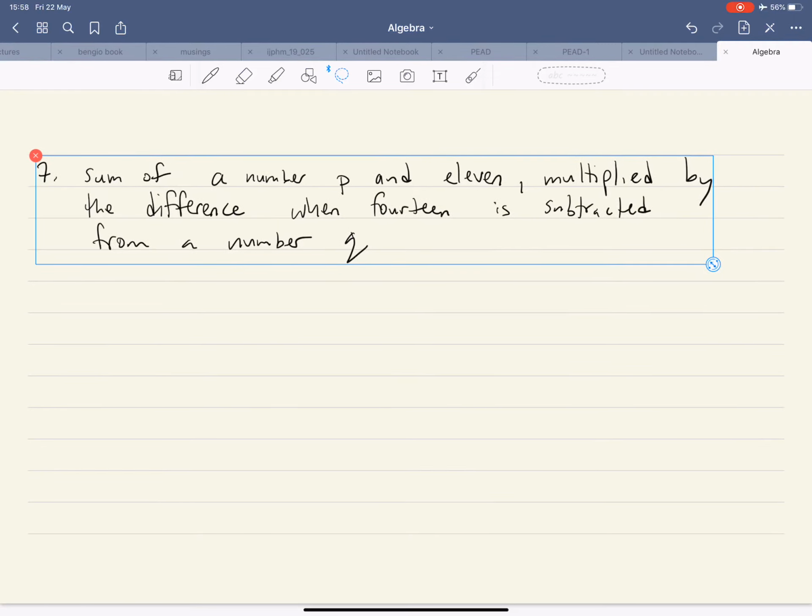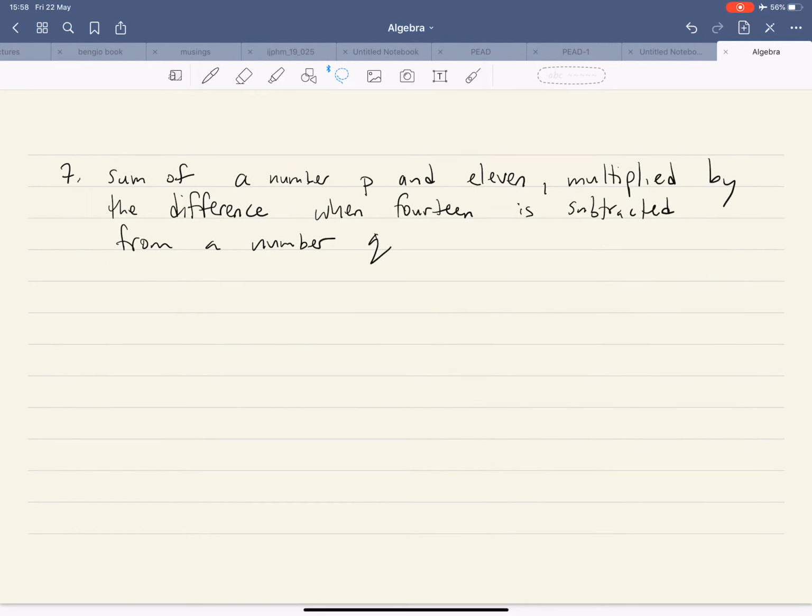Okay, that seems to have worked. So our phrase is the sum of a number p and 11 multiplied by the difference when 14 is subtracted from a number q. And this is quite a mouthful, but the trick is to just break the phrase down into smaller phrases that you can combine at the end, right? So I've got one smaller phrase, which is the sum of a number p and 11. And then I'm going to multiply that with the difference when 14 is subtracted from a number q.